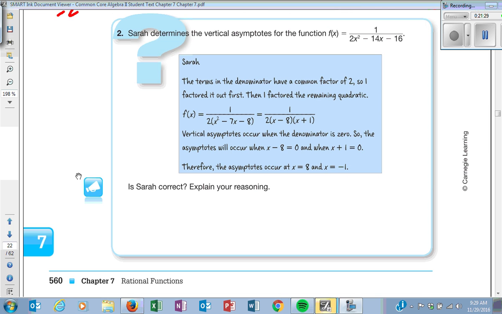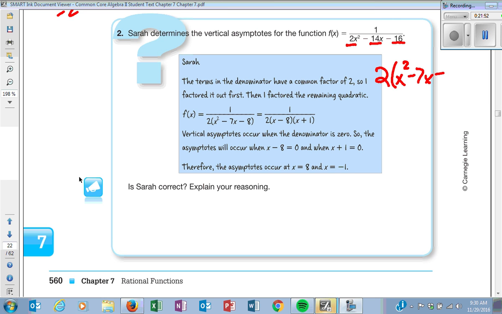All right, Sarah determines the vertical asymptotes for this. The first thing that we need to do is check her work. First, she realizes all of these have a common factor, which is 2. She factors that out. She's left with x squared minus 7x minus 8.